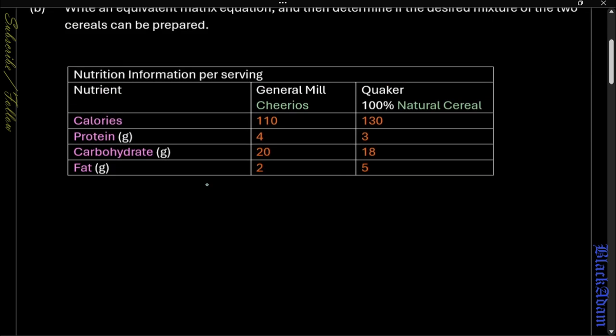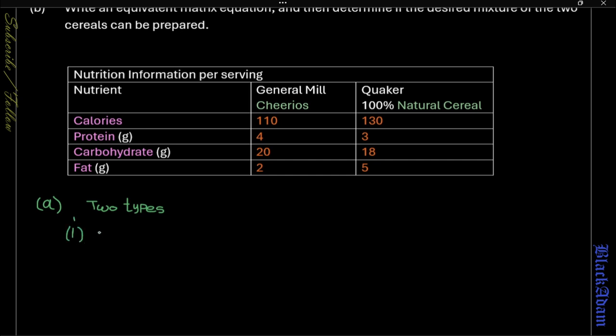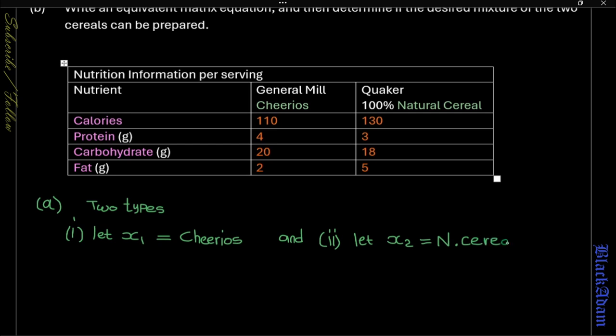So there we go. The first thing we do is answer question A, and that is we have 2 types of cereals. The first one is going to be Cheerios. So let x1 equal Cheerios, and then the second one, let x2 equal natural cereal. That's N cereal for natural cereal.